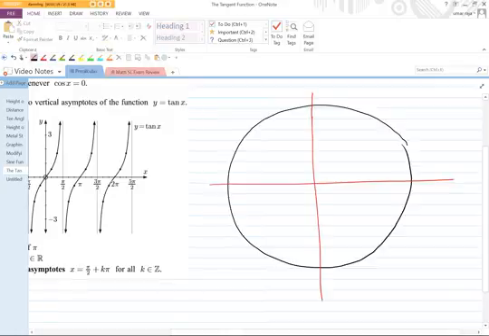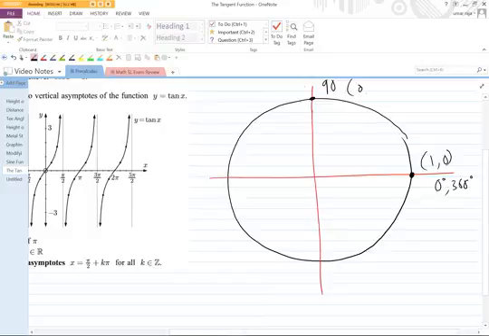Alright guys, so on the unit circle, you know that if you're looking at this point, that's 0 degrees or 0 radians, which is also the same as 360 degrees once you complete that revolution around the circle. The coordinates that go with this point are 1, 0. Once you go to the top, this is 90 degrees, or pi over 2. The coordinates that go with this one are 0, 1.